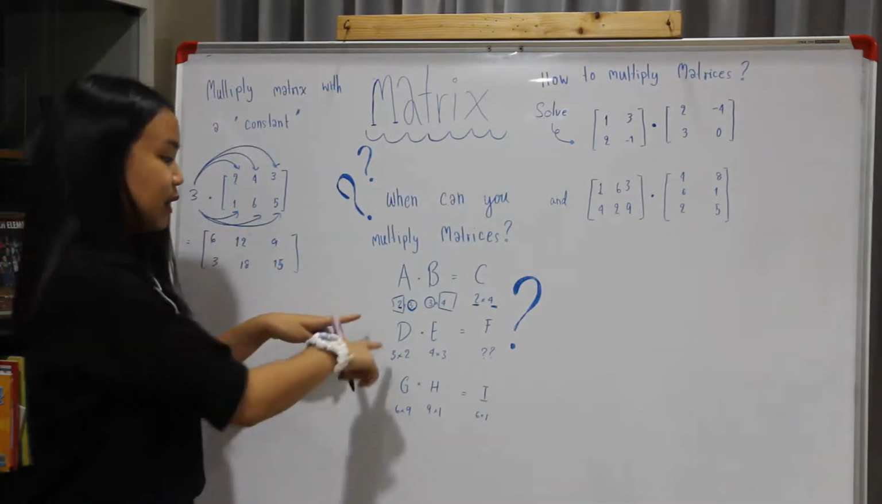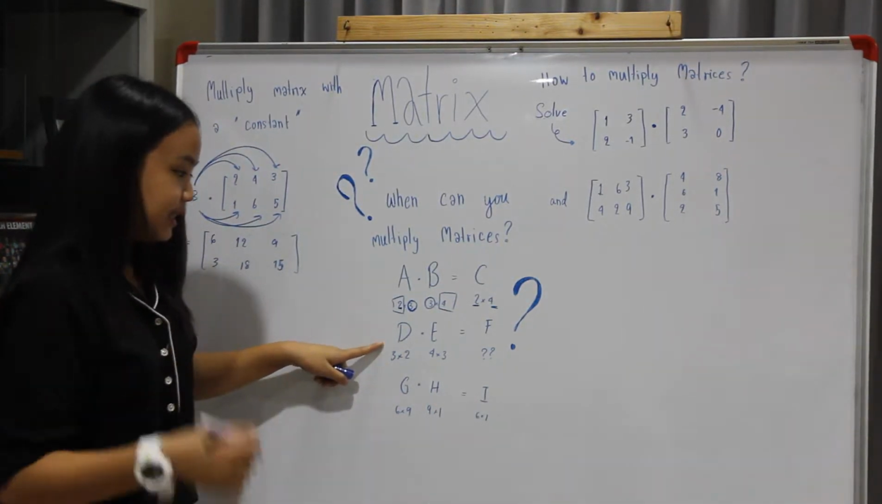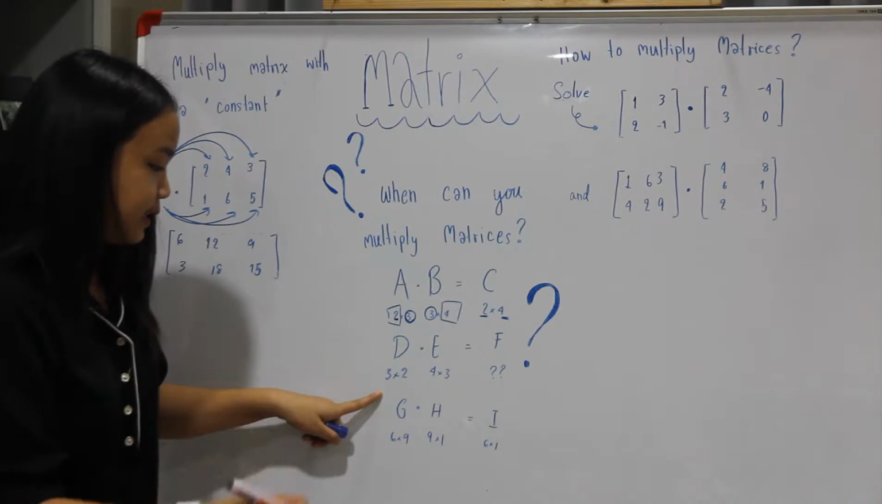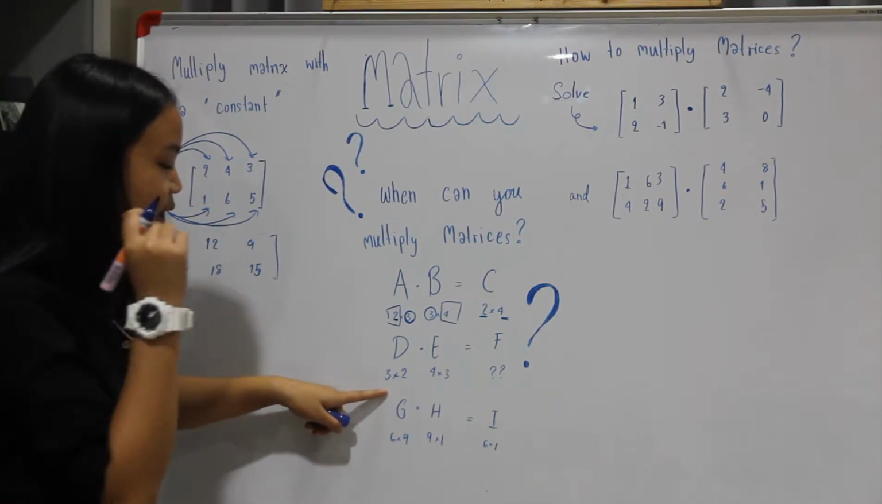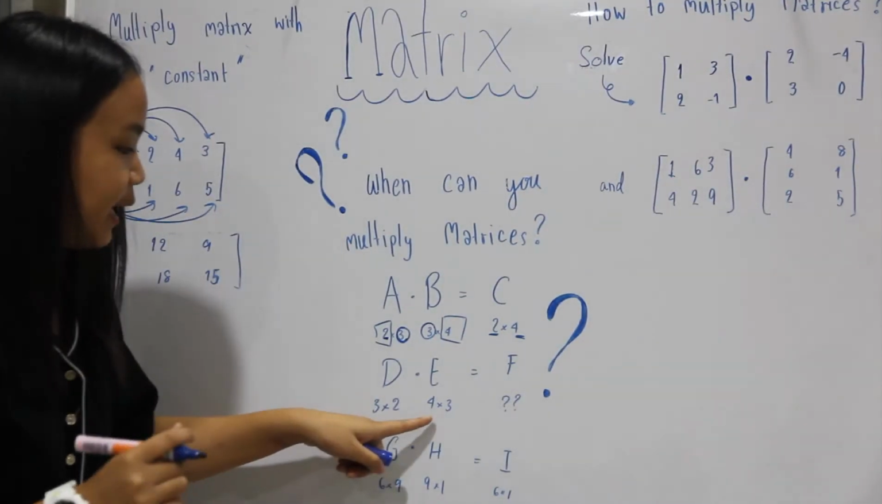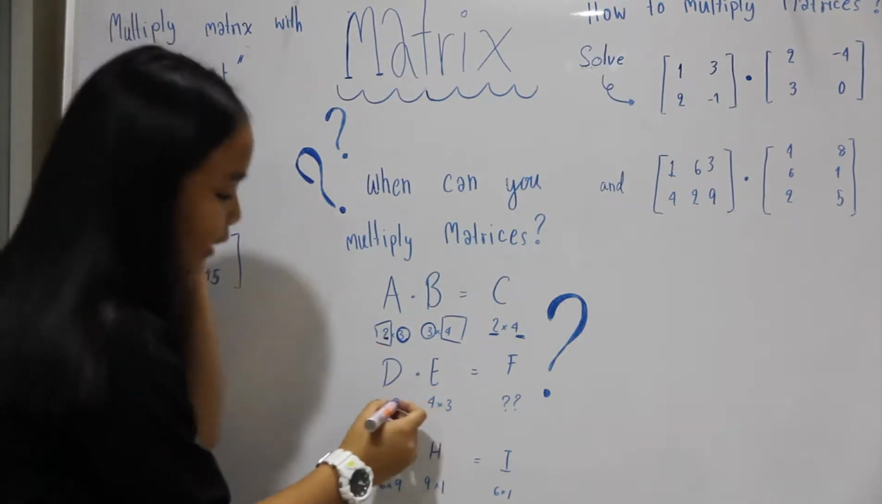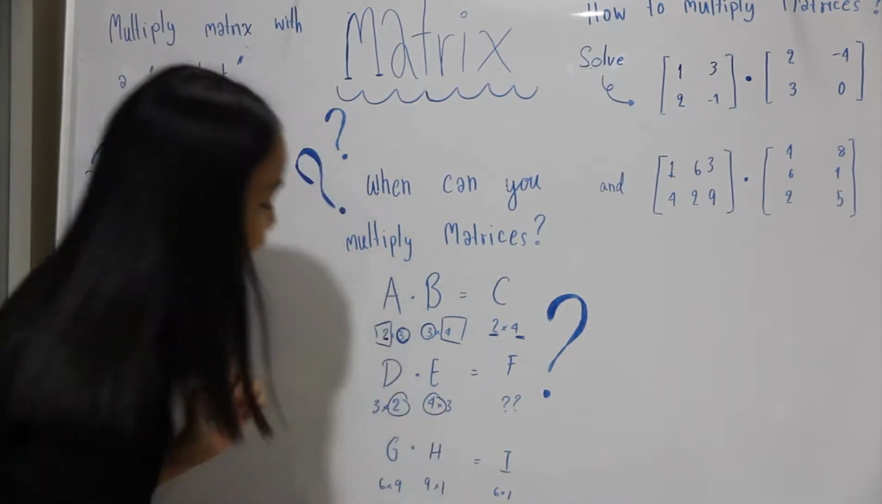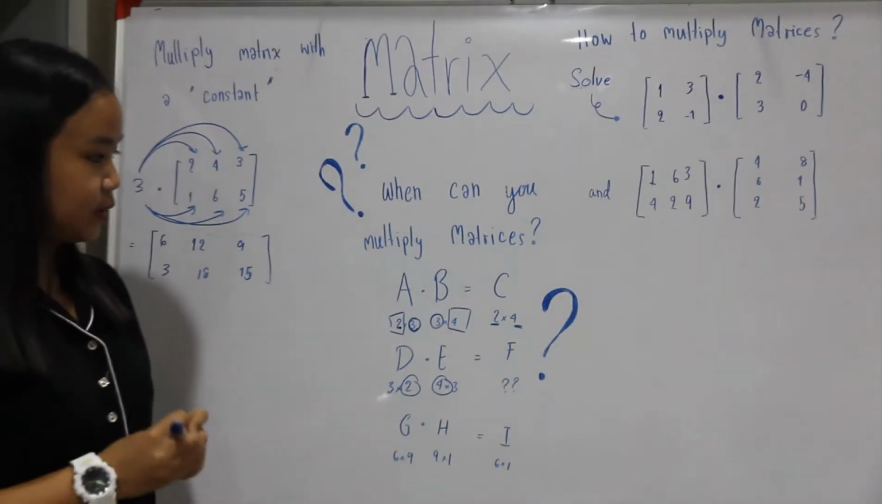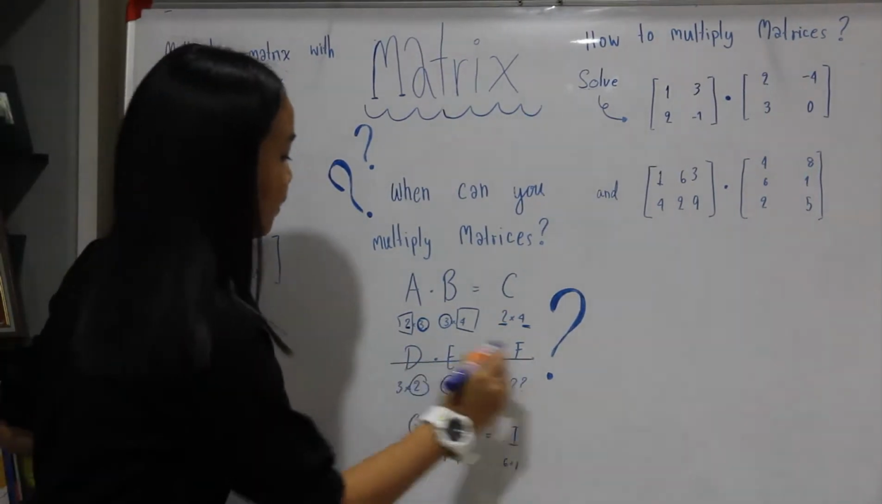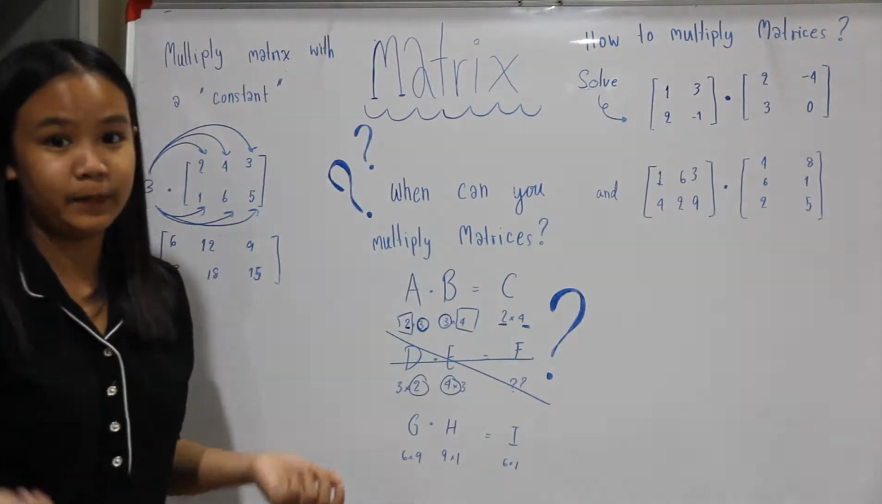Okay, let's look at here. D times E, when D has 3 rows and 2 columns, what I see here is that my 2 and my 4 here are not equal. So this means you can't multiply it in the matrix way.